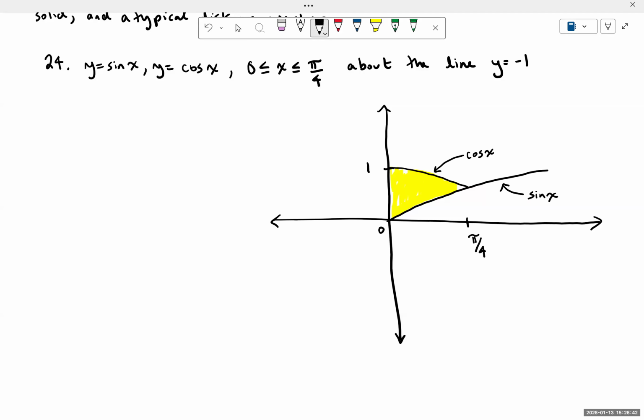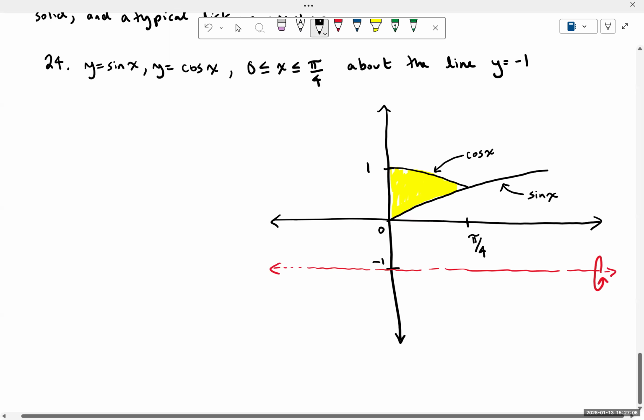I want to rotate it about the line y equals -1. That's why I made my graph a little bit smaller, just so that I could fit it on the page. But here's my axis of rotation, and we're going around like this. So again, you can try to picture this in your head. I need to make this a little bit bigger, I guess.